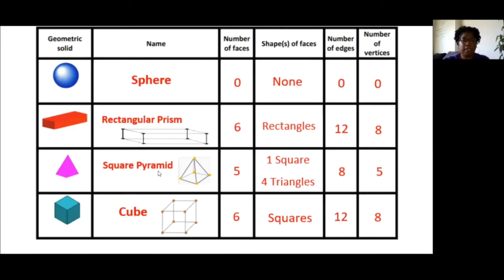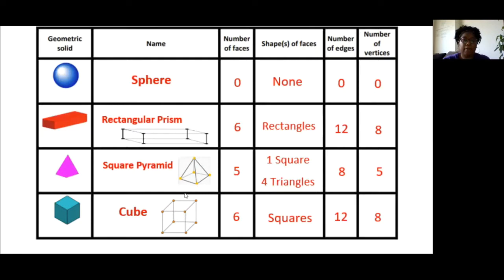And so what about this square pyramid? 5 faces, 1 face is a square, the other 4 are triangles, 8 edges, and 5 vertices. And again, you see here, the vertices have been highlighted. 1, 2, 3, 4, 5. And then if we were to go all the way around the shape, we would count 8 edges, like 1, 2, 3, 4, 5, 6, 7, and 8.